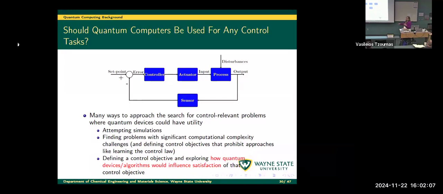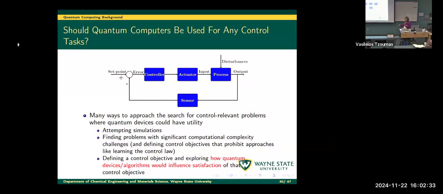And so there's many ways you could approach this, and some of them are what I mentioned earlier. Like one way you could do it is try to say, I'm going to try to attempt these simulations and try to figure out if I can fairly benchmark things. I'm going to try to instead find problems in control with significant computational complexity challenges and then try to define a control objective where it would not be fine to do something like learn the control law and just say, well, now it's really fast. I used machine learning and now I learned the answer. And so those are completely valid ways of approaching this.